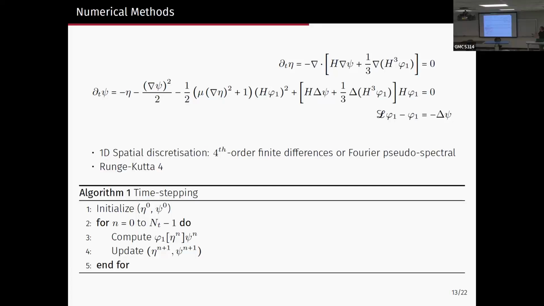And the only thing I have to mention, because I will show you solitary waves, and because solitary waves are not periodic, is that the variable psi is not periodic, it is anti-periodic. So when we do Fourier pseudospectral, we have to take the x derivative of this equation, or we have to double the domain in order to treat it.